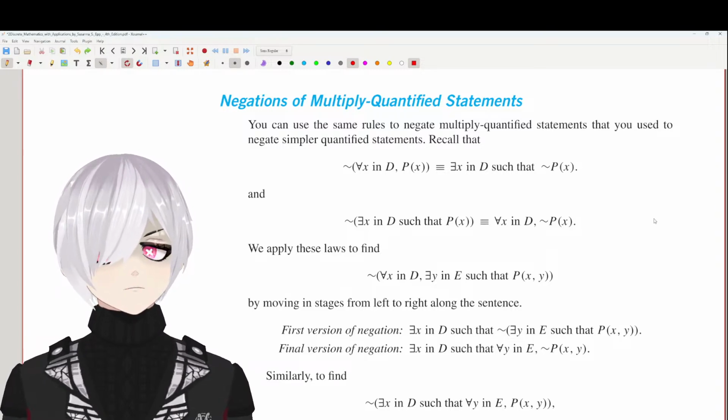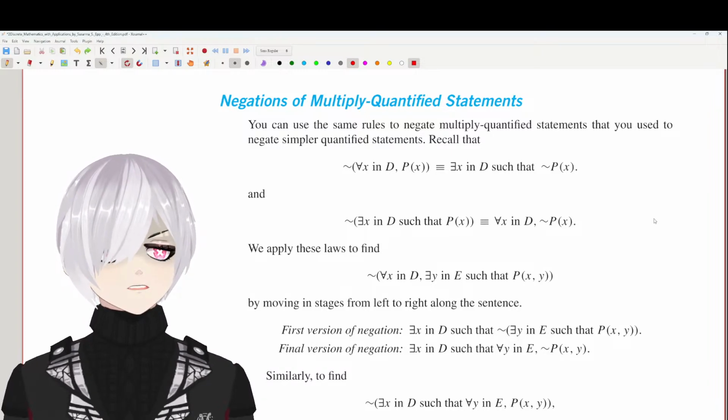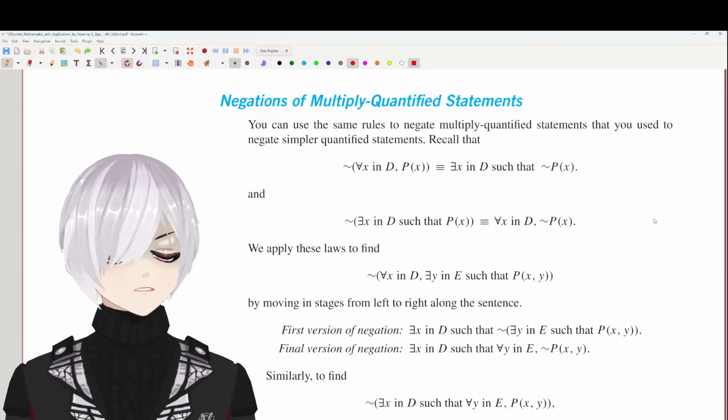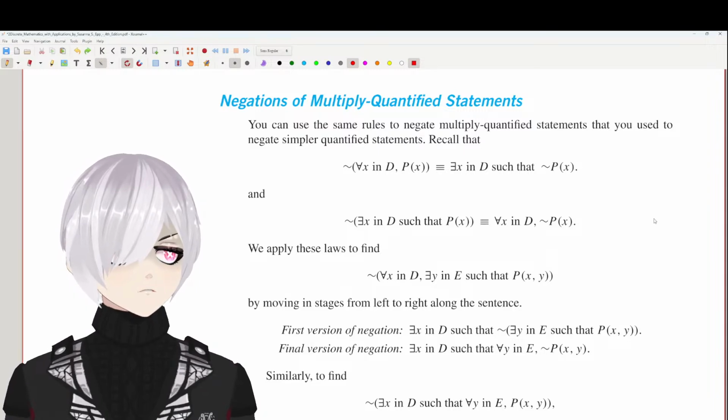Negations of multiply quantified statements. You can use the same rules to negate multiply quantified statements that you use to negate simpler quantified statements. Recall that it is not the case that for all x and d, p of x is equivalent to there exists an x and d such that not p of x, and it is not the case that there exists an x and d such that p of x is equivalent to for all x and d, not p of x. We apply these laws to find the negation of for all x and d there exists a y and e such that p of x y by moving in stages from left to right along the sentence.